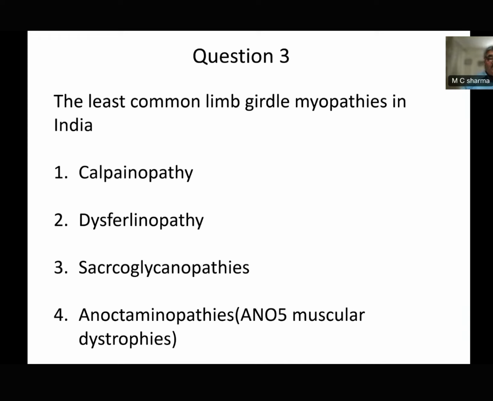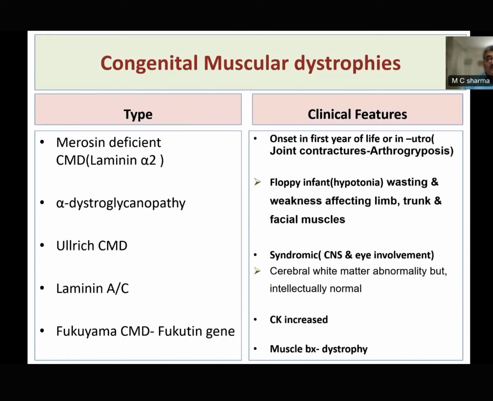Of the limb girdle muscular dystrophies, I think I mentioned that the most common are calpainopathy, dysferlinopathy and sarcoglycanopathy, and less common are the anoctaminopathies. Congenital muscular dystrophies present like muscular dystrophy at the time of birth.